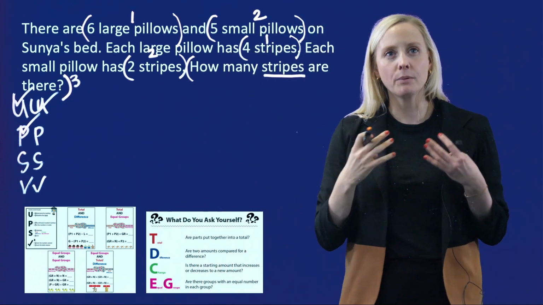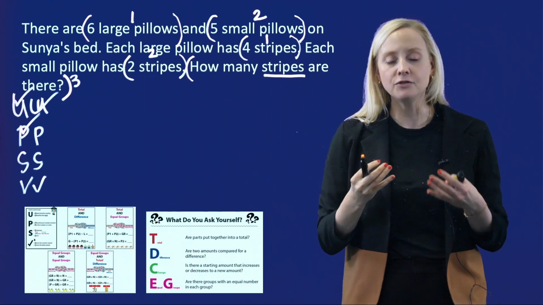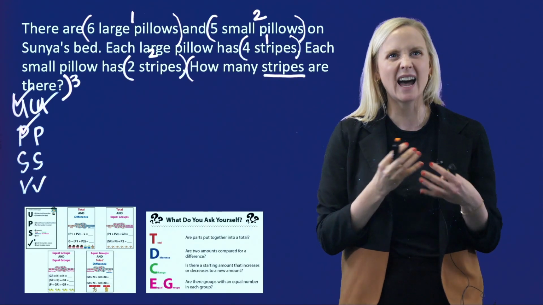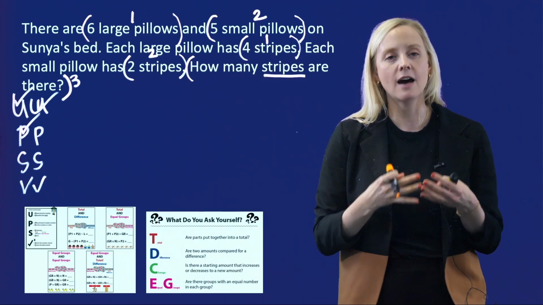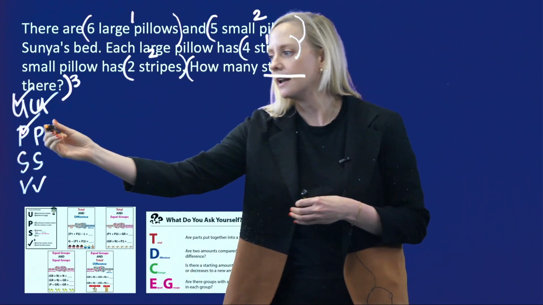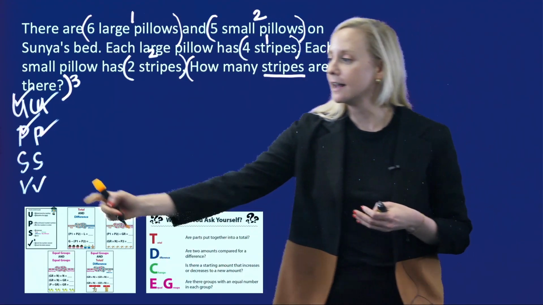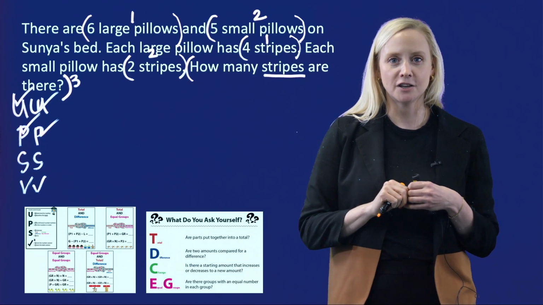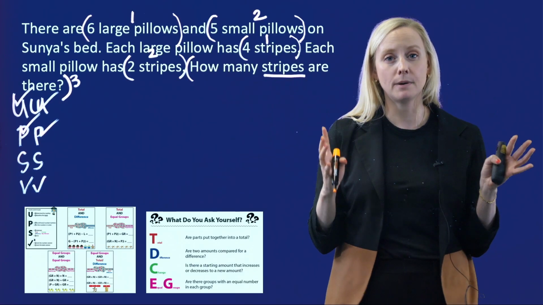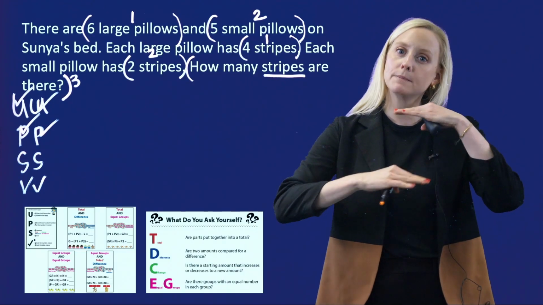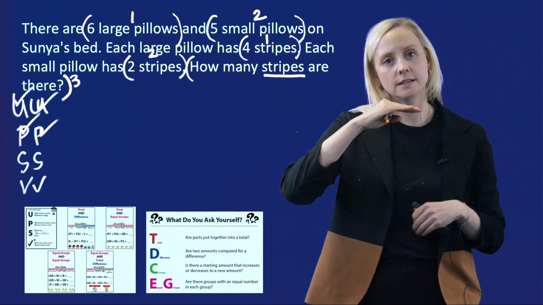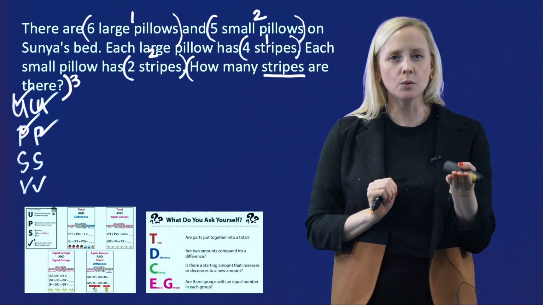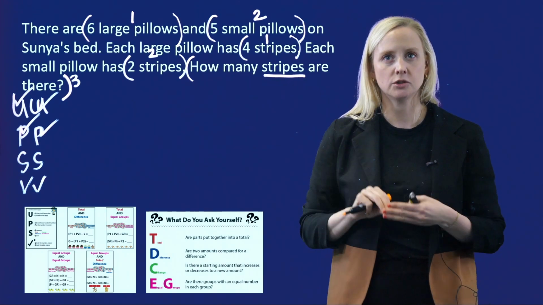And that's going to help prompt me to understand that after I figure out the stripes on the large pillows and the stripes on the small pillows, I still have another step. I still have another schema. Now I have put the numbers in order, and I'm ready to move on to schemas. So here, let's look at our What Do You Ask Yourself poster. We need to say, are we putting parts together for a total? Are we comparing 2 amounts for a difference? Is there a starting amount that increases or decreases to a new amount? Or do we have groups with an equal number in each group?